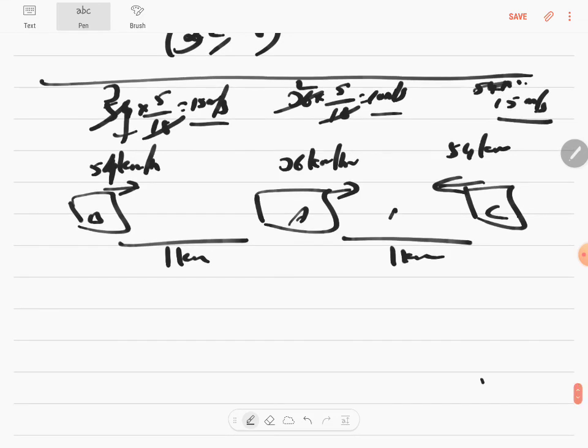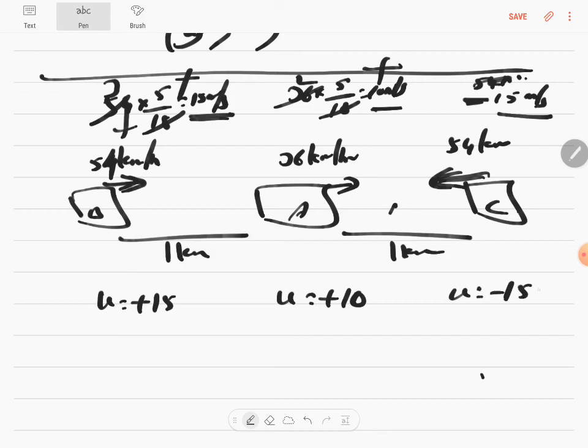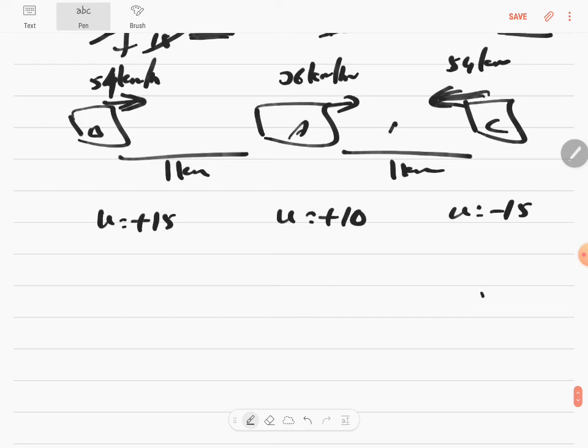But the thing is, this is minus 15 because it's coming to the left. If you take what is traveling to the right as plus 15, obviously what is traveling to the left will be minus 15. That's the only thing. This is also plus 10. So this velocity is plus 15, this velocity is plus 10, and this velocity is minus 15 meter per second. Are you clear? Now, when both objects are moving, we need relative velocity.